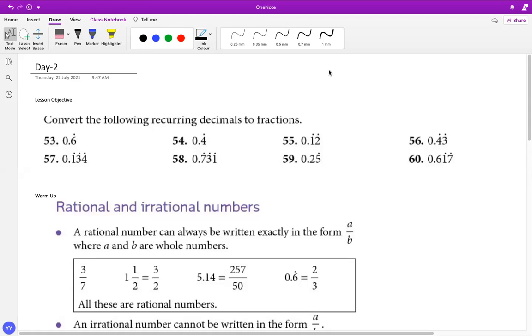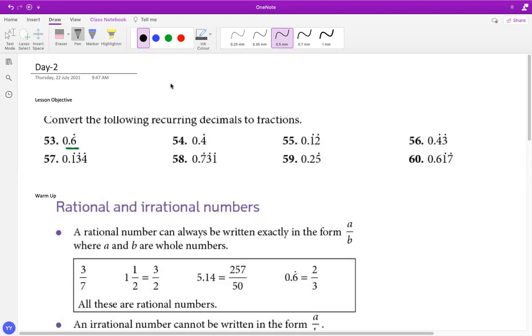So the major objective is to convert any recurring decimal to a fraction and show that a particular recurring decimal number is a rational number. Now, firstly, what exactly is a recurring decimal and what do these symbols represent?